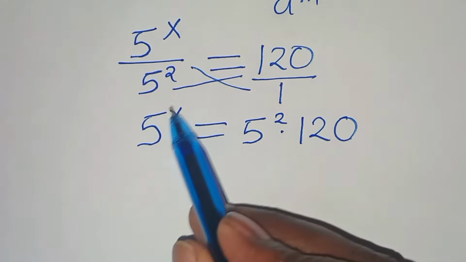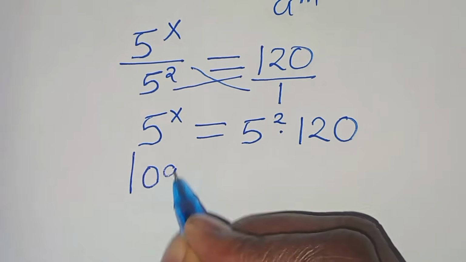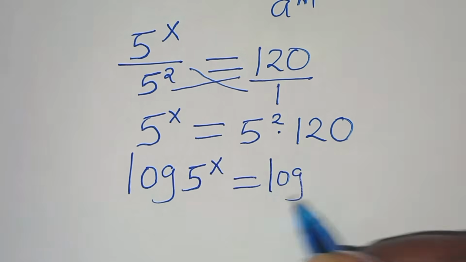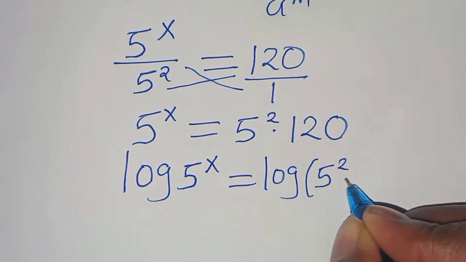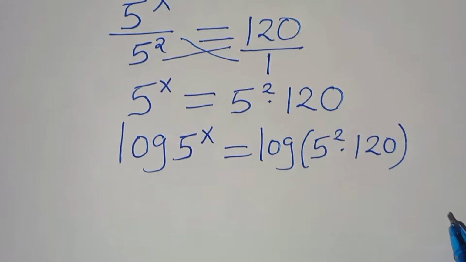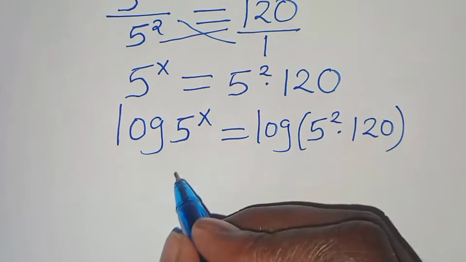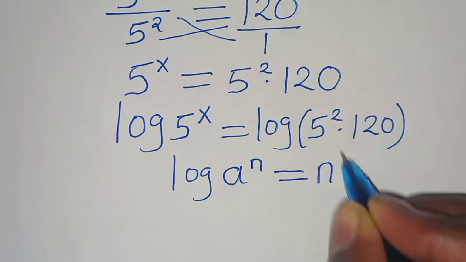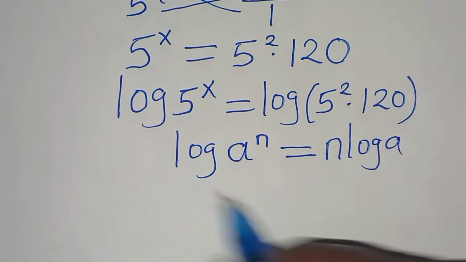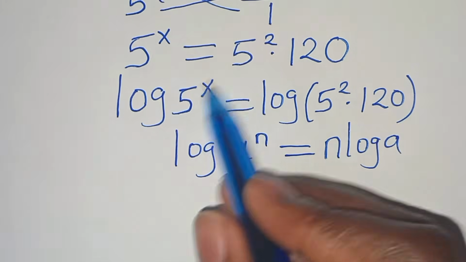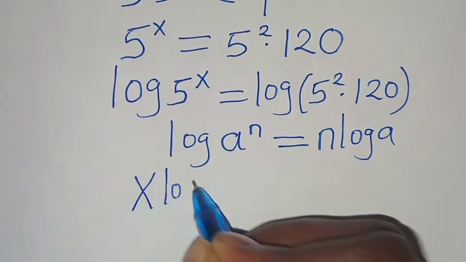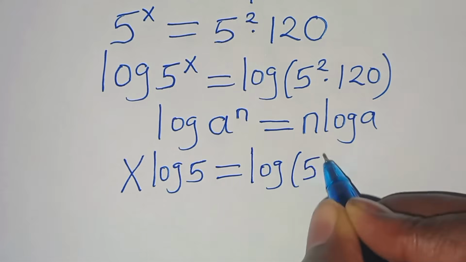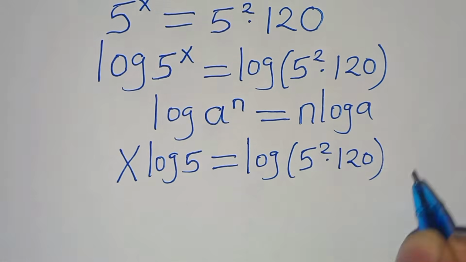The next step is that to solve for x here, we introduce logarithm on both sides. So we have log 5 to the power of x equal to log 5 to the power of 2 multiplied by 120. Log 5 to the power of x is in the form of log a to the power of n, which we can express as n log a. Applying this logarithm property, log 5 to the power of x becomes x log 5, equal to log 5 to the power of 2 multiplied by 120.